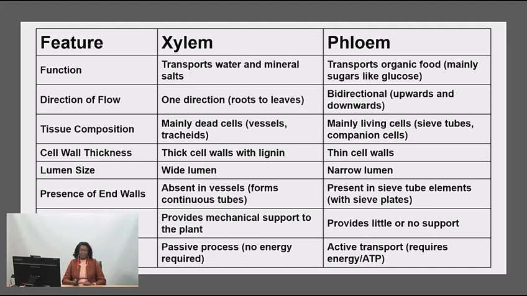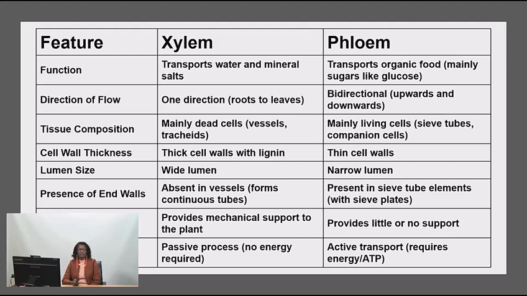So let's do a recap of the differences between the xylem and the phloem tissues. Their functions. The function of the xylem is to transport water and mineral salts. The function of the phloem is to transport organic food, which are mainly sugars like glucose. And the flow. Xylem is one direction flow from the roots to the leaf, while the phloem is bidirectional, upwards and downwards, from the leaves into the roots, from the roots into the leaves.